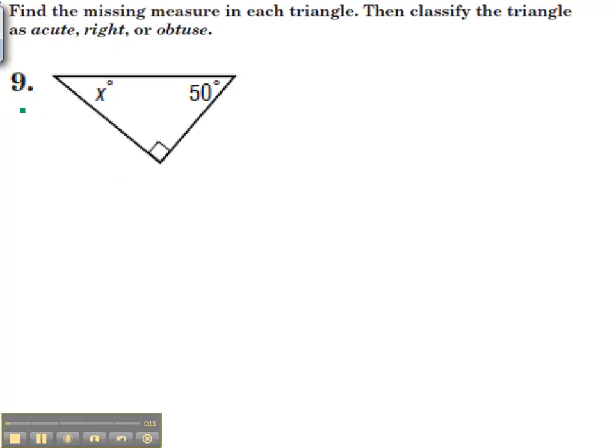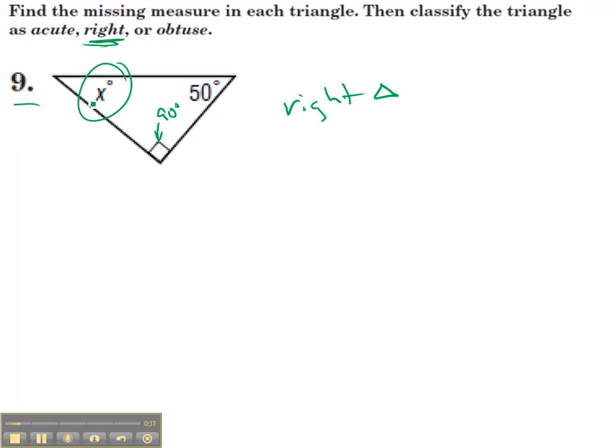The first problem I want to do is number 9. It asks us to find the missing measure in each triangle, then classify the triangle as acute, right, or obtuse. Well, you need to know what this symbol means. We talked about that in class. That's 90 degrees. That's a right angle. So we have two of the angle measurements, and also right away we can tell that if we have a 90-degree angle, this is going to be a right triangle. So that's a right triangle.